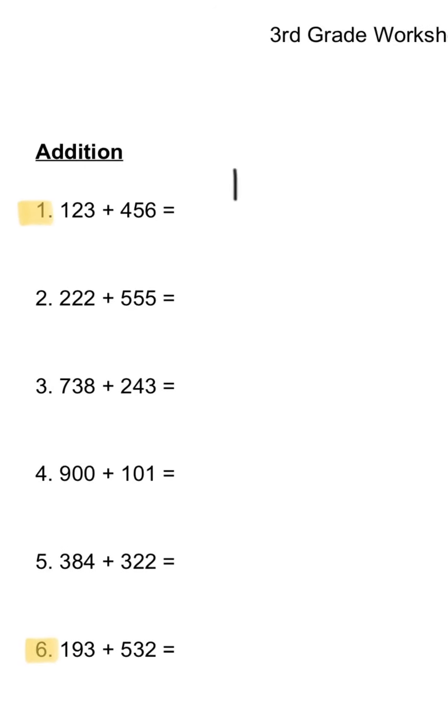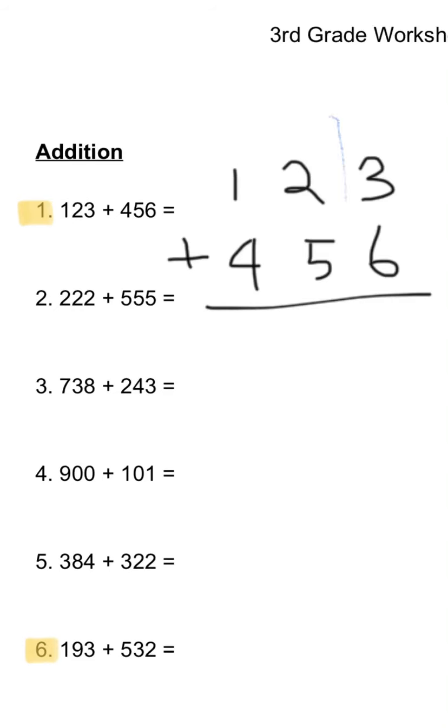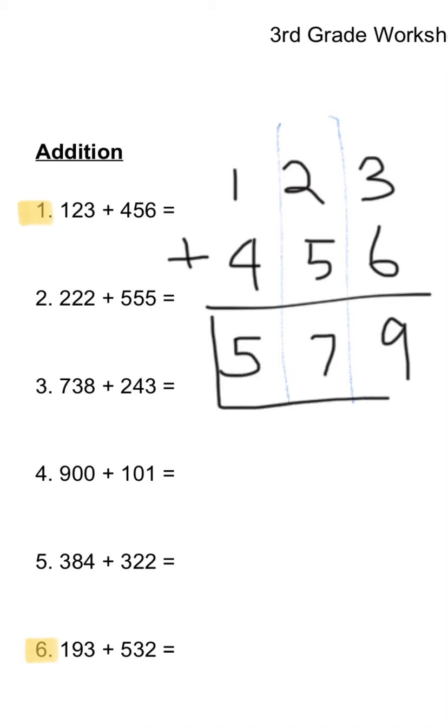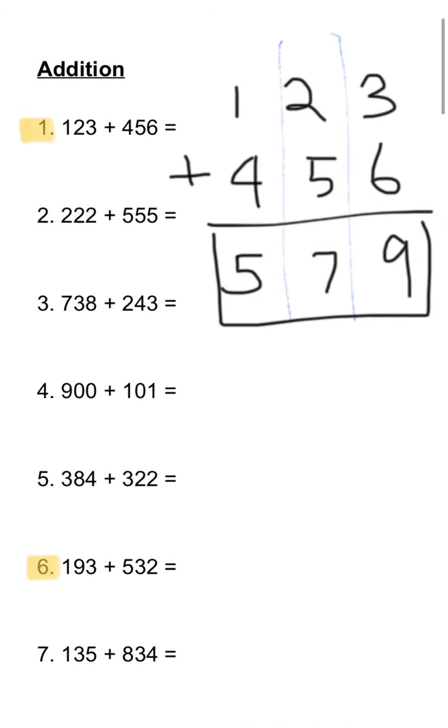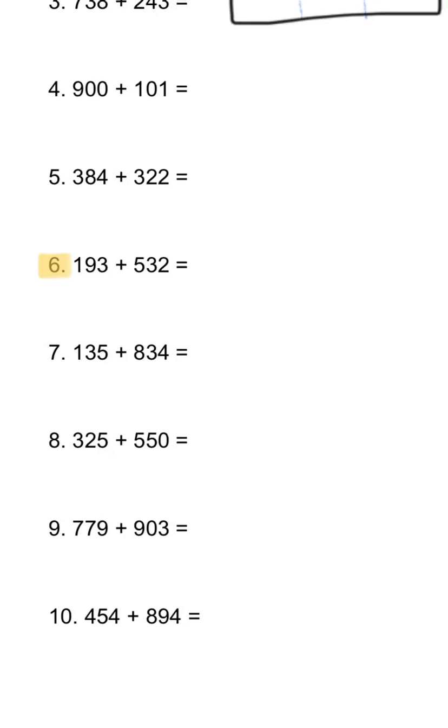So number 1, 123 plus 456. Three plus 6 equals 9, 5 plus 2 equals 7, 1 plus 4 equals 5. So what's our answer? 579, right?